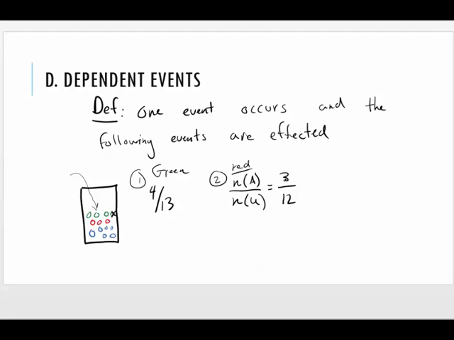Okay, so this is 3 out of 12, which is a 1/4 probability. Let's look at the next one.